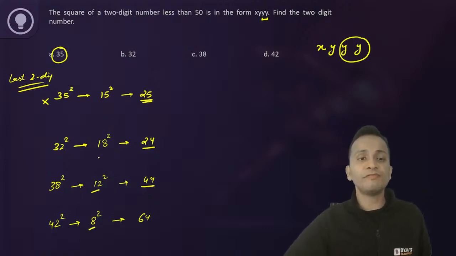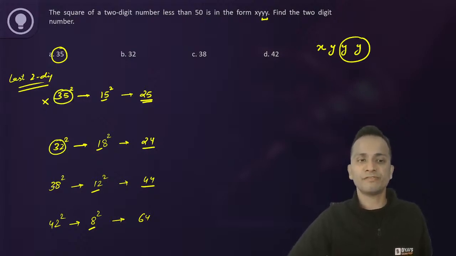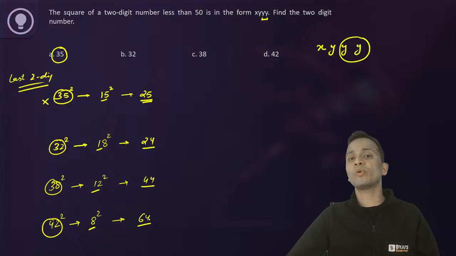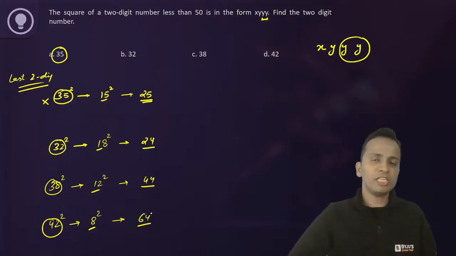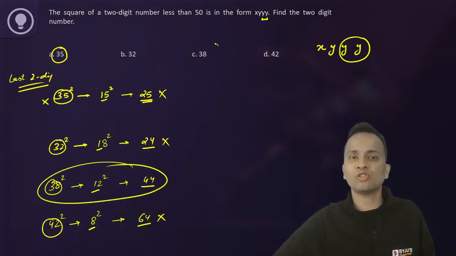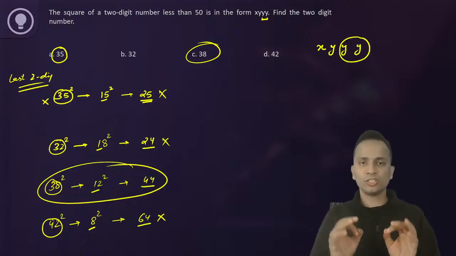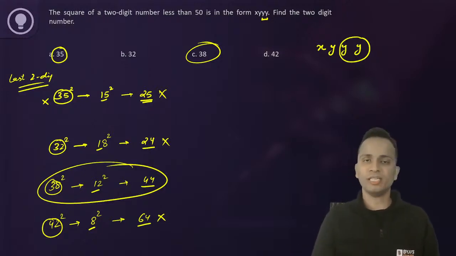These numbers' difference from 50. This number's difference from 50, this one's difference from 50. Okay, so 8 square is 64, so 42 square will end with 64. Not equal, rejected. So I have already rejected 3 of them and selected one of them, so the answer has to be 38. So without calculating the squares, just looking at the last two digits, I have got the answer.